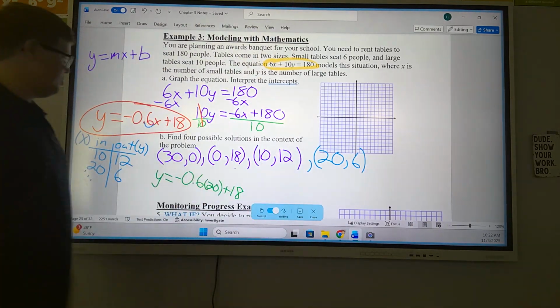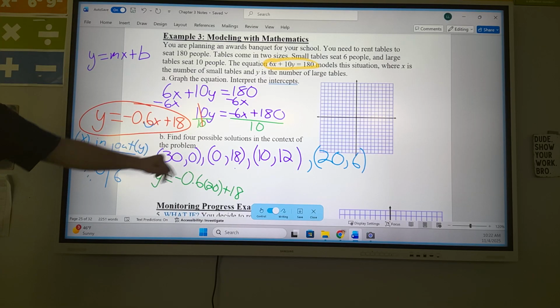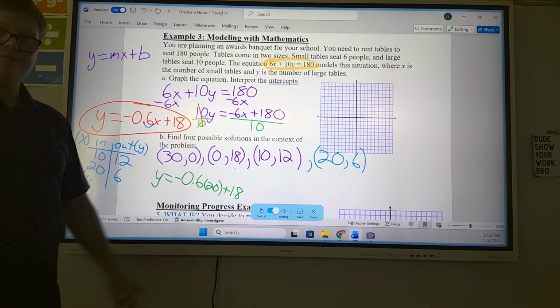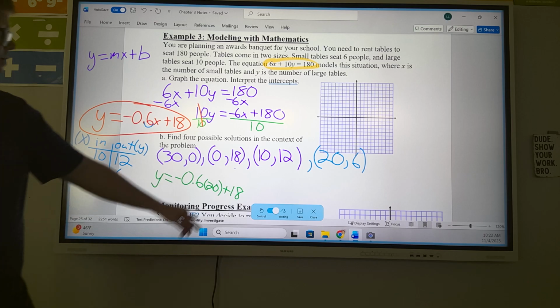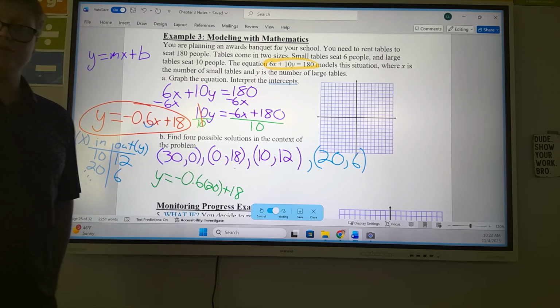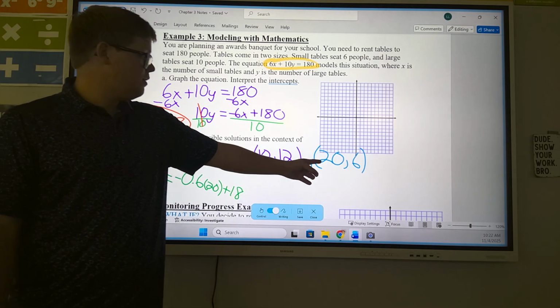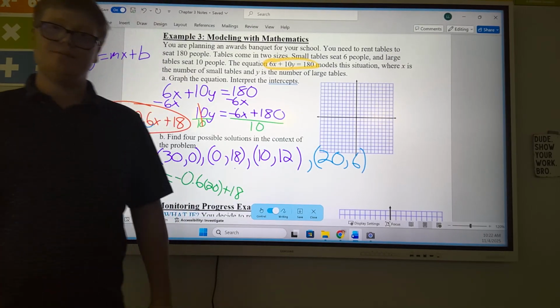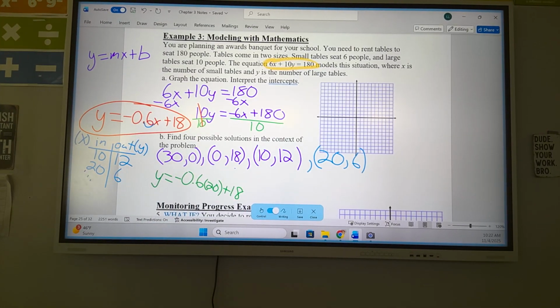So those are our four solutions. We can have 30 small tables, 0 large tables; 0 small tables, 18 large tables; 10 small tables and 12 large tables; or even 20 small tables and 6 large tables. Those are the four solutions that we can possibly find. Again, we can probably find a few more than that, right?